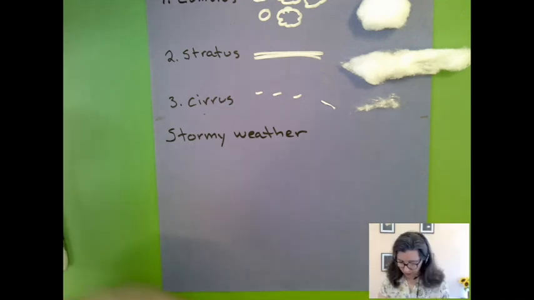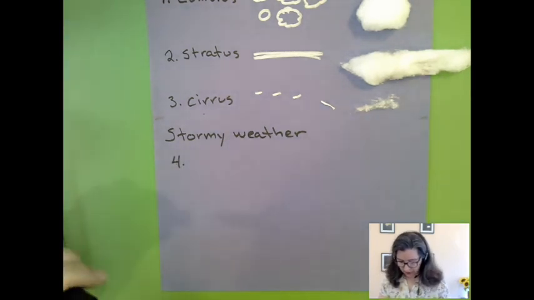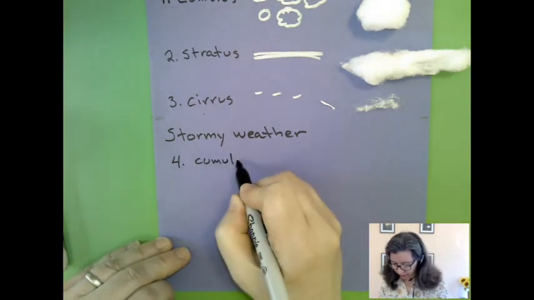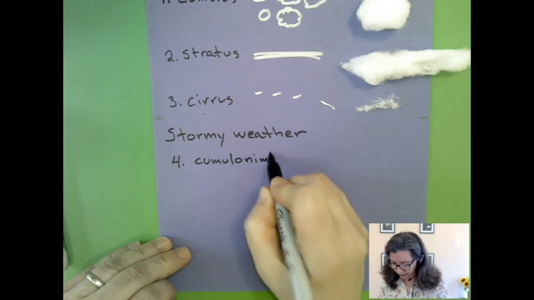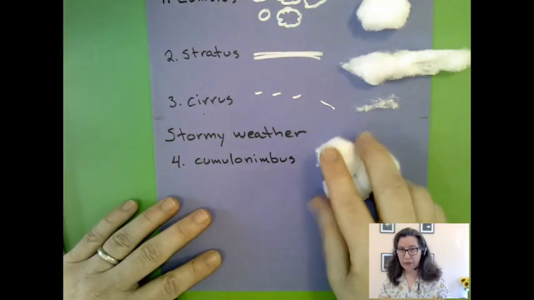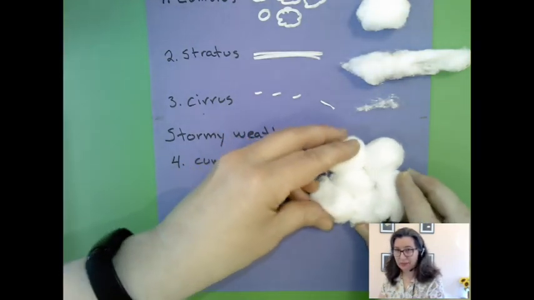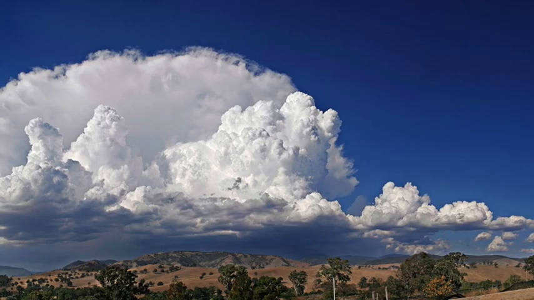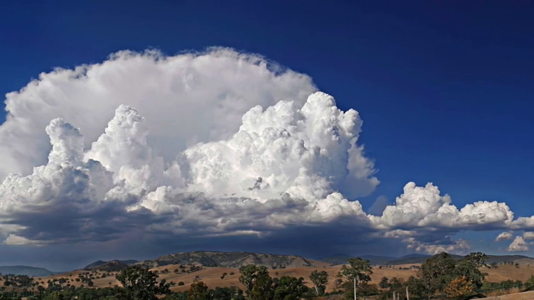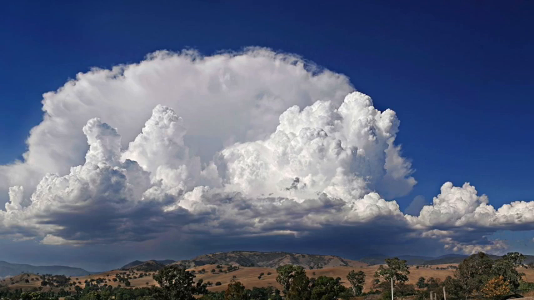So, cloud number 4 is called Cumulonimbus. Imagine you had a bunch of cumulus clouds, but instead of just a bunch of puffballs, you had a giant pile of them. If you looked at them from the side, it would be like a mountain of puffballs. Cumulonimbus are cumulus clouds that have gotten really piled up and thick.